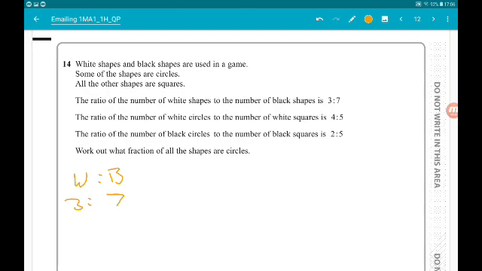Okay. The ratio of the number of white circles to white squares is 4 to 5. And the ratio of the number of black circles to black squares is 2 to 5. Okay, our mission, whether or not we choose to accept it, is to work out what fraction of all the shapes are circles. Okay, so lots of processing to do here.